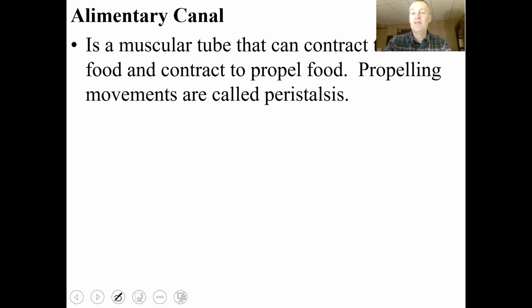Okay, so the alimentary canal, you can think of it as being like a garden hose. It starts at your mouth and comes out at your anus, but it's one continuous tube, and it's a muscular tube. Now that tube does change in its characteristics from the mouth all the way to the anus. Different parts of the alimentary canal have to do different jobs.